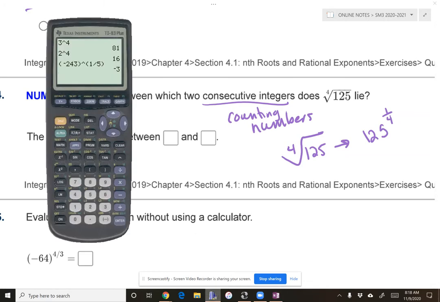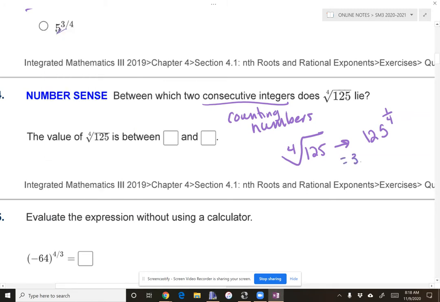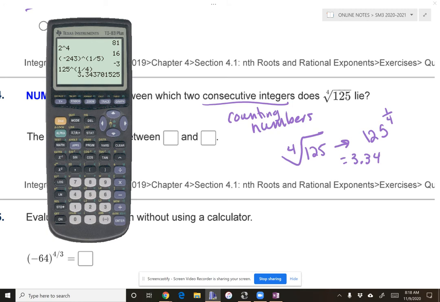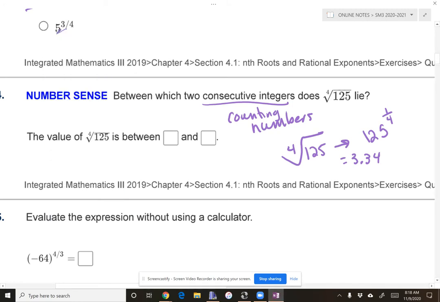So I'm going to grab my calculator and go 125, and I'm going to raise it to the 1/4. And you get 3.34 something, right? 3.437, okay? But it says what 2 counting numbers does it fall between? So this falls between 3 and 4 because 3.34 is in between those.